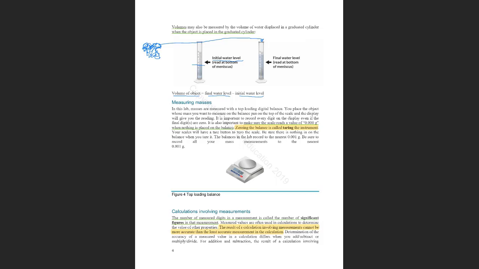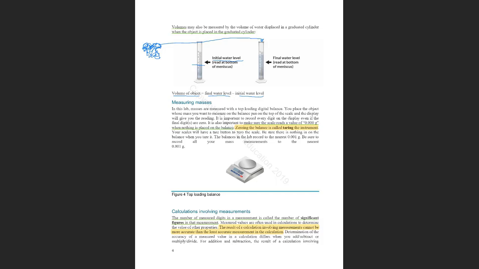When we are going to weigh ourselves, we put the balance at 0, and then we put ourselves on the balance, and then we read. This is a digital balance, so there is not much to learn here, how to read a scale, because it's a digital instrument. What it's talking about is zeroing the balance, which is called taring the instrument. So sometimes you want to measure the weight of a liquid.